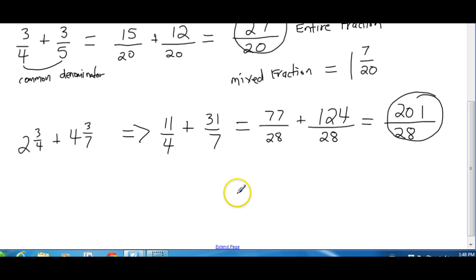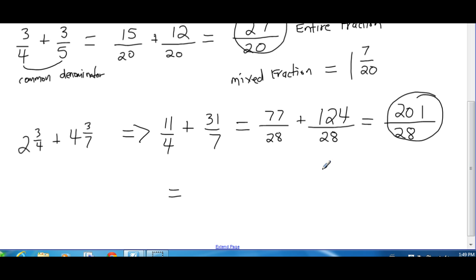Now we have to ask ourselves the question, does 28 go into 201 to give me an even number? No, it doesn't. Is there a number that will divide equally into 201 and 28? Well, I don't know, but what we can do is take this number, 201 over 28, and because my numerator is larger than my denominator, I can take this entire fraction and convert it back to this mixed fraction right here. I just take 201 divided by 28. That would be the easiest thing to do.